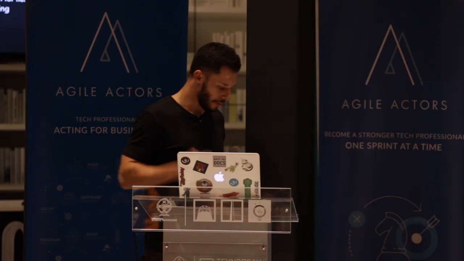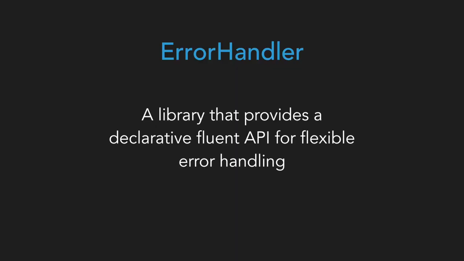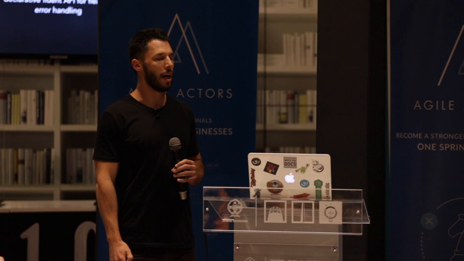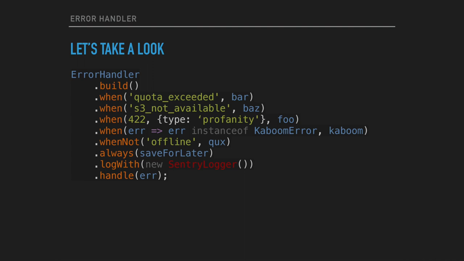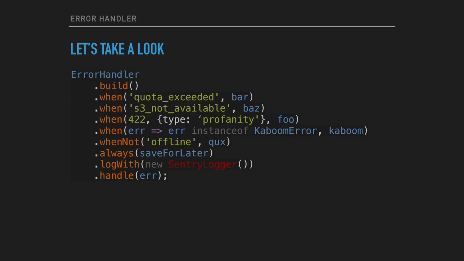So, this is a library that we have written in Swift and Java, no JavaScript yet, although it started as JavaScript, okay? And you can find it online. I hope it will be available in the next couple of months. So, this is how it looks. Whenever you have to handle an error, you can do stuff like that. Okay, so as you can see, we have natural language: S3 not available, profanity, offline.